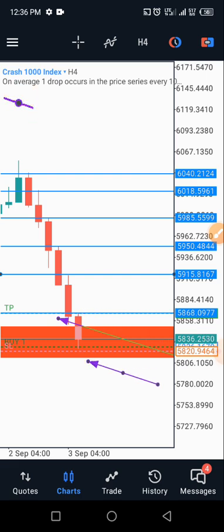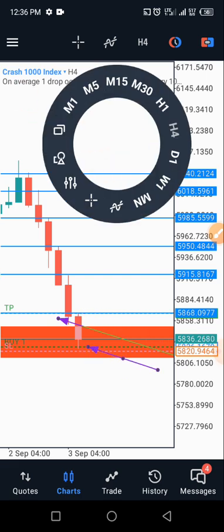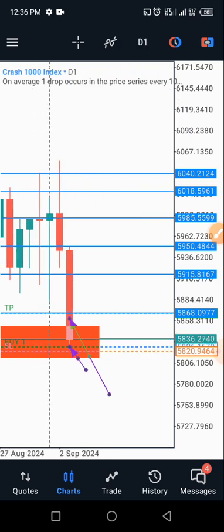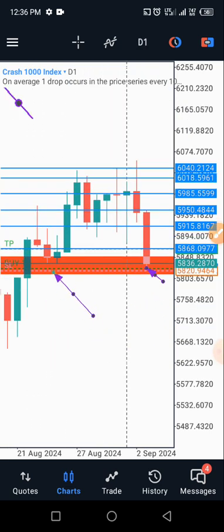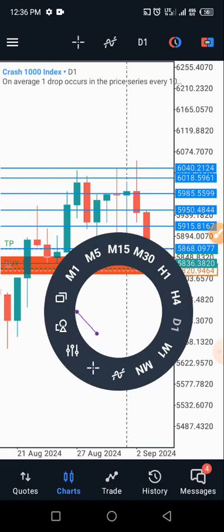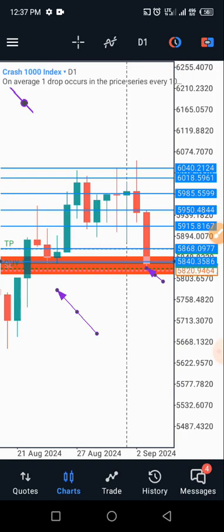it starts selling. Okay, and then if we go to the daily time frame, you will notice that on the daily time frame we have a liquidity level here also. Okay, so price had to take out this liquidity level here. When we saw that price had taken out this liquidity level, we then had to jump into this trade. Okay, so price had taken out this liquidity level here.